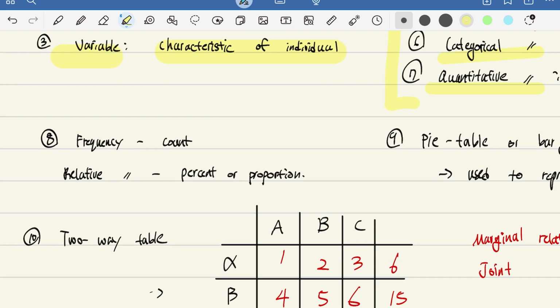And there's another vocab that we should know, and that vocab is frequency, which means the count. And the relative frequency is the percent or proportion of those counts. So for example, out of 100 people, there are 50 people who are sick. Then the frequency would be 50 out of 100, and the relative frequency would be 50%.